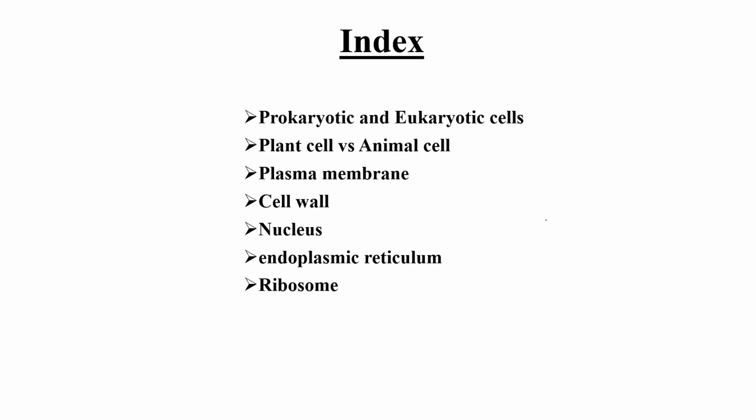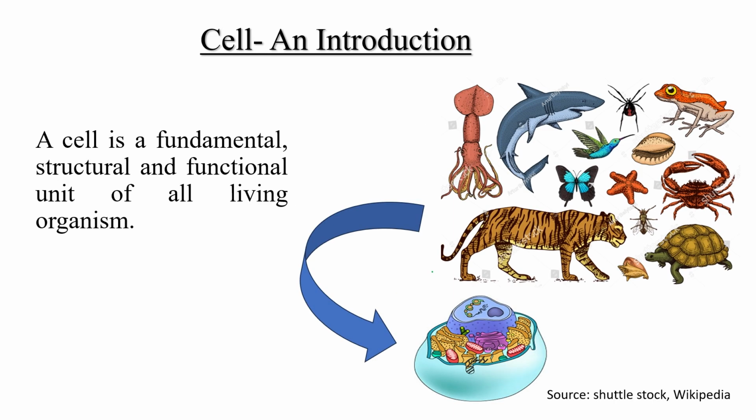And in today's video lecture, we are going to discuss the difference between prokaryotic and eukaryotic cells, plant cell versus animal cell, and what the plasma membrane, cell wall, nucleus, endoplasmic reticulum, and ribosome organelles of a eukaryotic cell are. Okay, so let's start today's lecture.